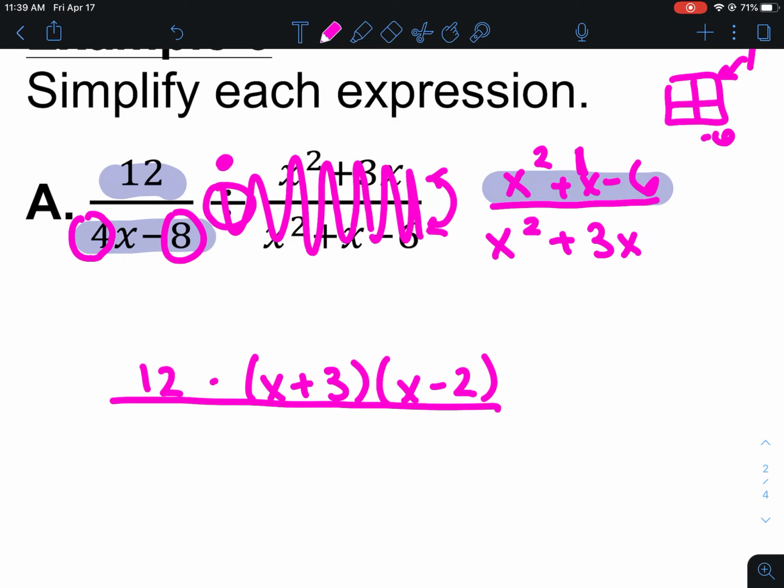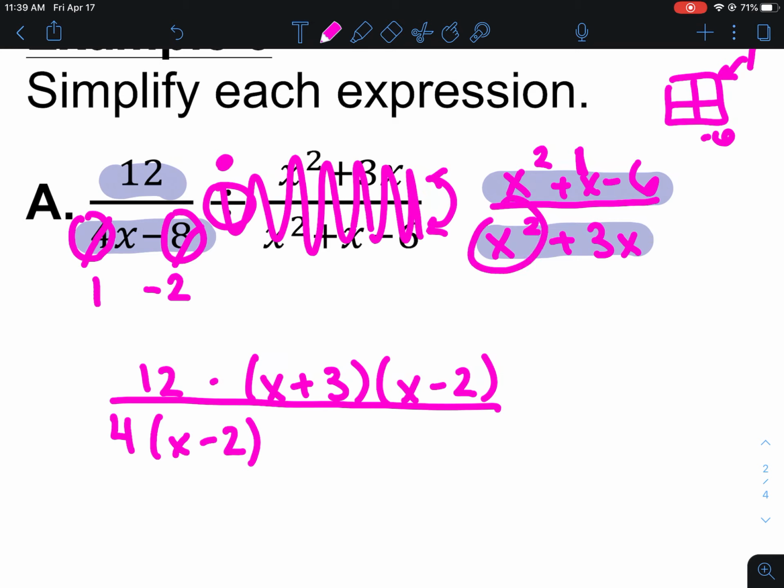Okay, here I can take out a 4. If I divide each of these by 4, I'm left with 1 and negative 2. And finally, here I can take out an x. If I take out an x, I'm left with x plus 3.